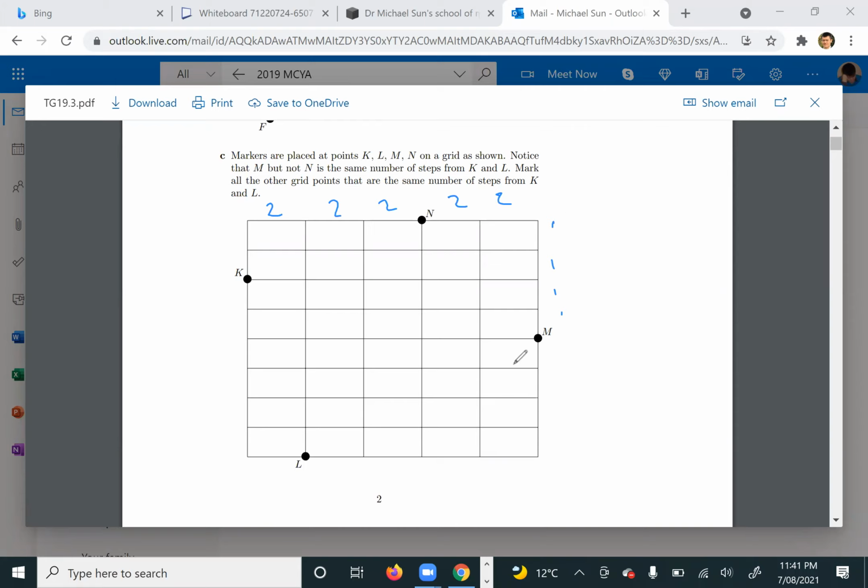So M is the same number of steps from K and L. So that's 2, 4, 6, 8, 10, 11, 12 steps. This is 12 steps to K, yeah? And it's 1, 2, 3, 4, that's 8, 9, 10, 11, 12 steps to L, yeah? So you have to be careful here.